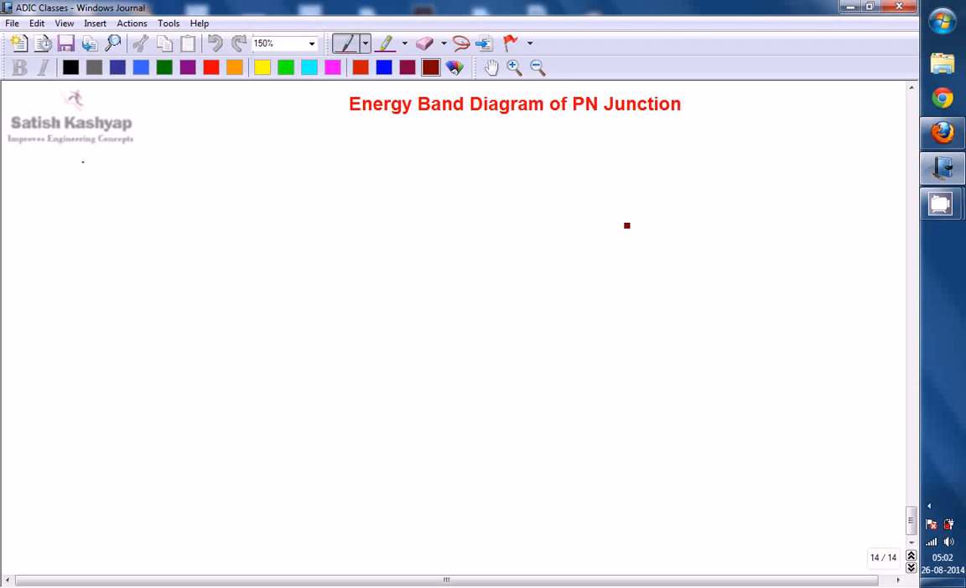The height of the potential barrier can only be found with the help of the energy band diagram. So from the energy band diagram we will identify the actual meaning of the height of the potential barrier, and how it reduces and how it increases. What happens when that happens, we will see.